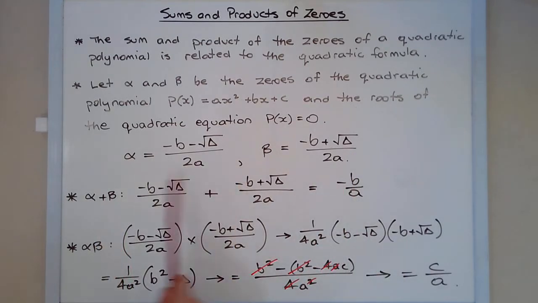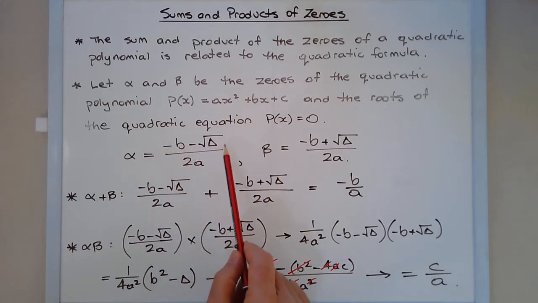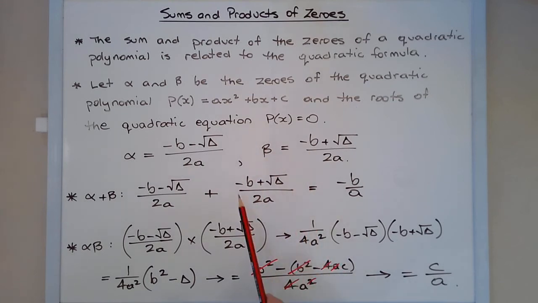Now if we add the two roots together, so alpha plus beta, so we're adding negative b minus the square root of b squared minus 4ac over 2a plus negative b plus the square root of b squared minus 4ac all over 2a, you'll get some cancellation. The square root component cancels out and you're adding negative b on 2a to negative b on 2a, and then you end up with negative b on a. So alpha plus beta is equal to negative b on a, and we've seen that before.